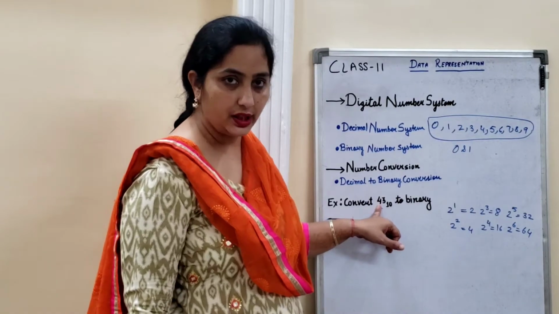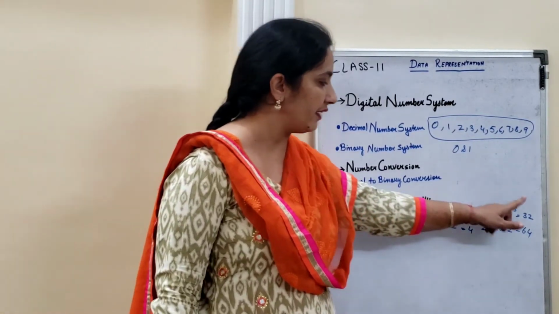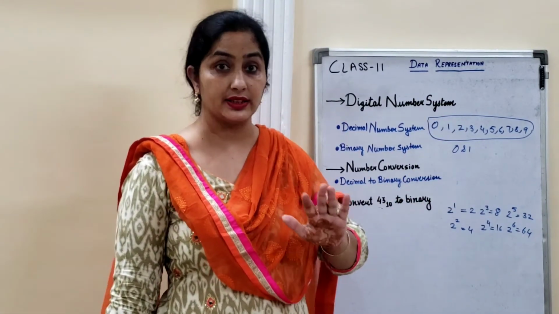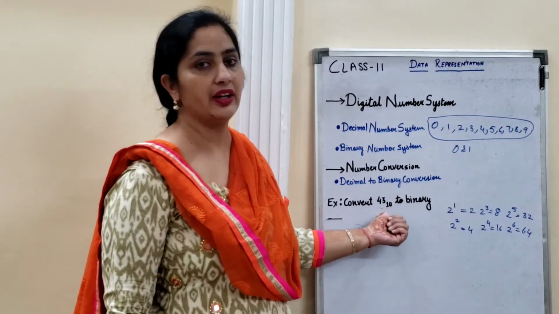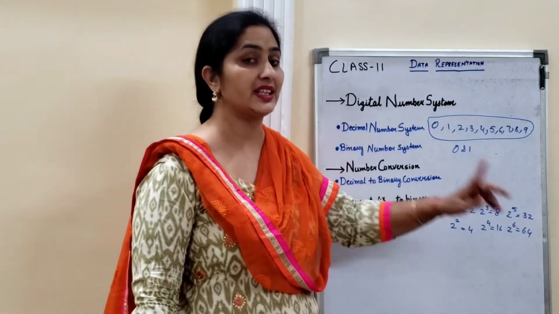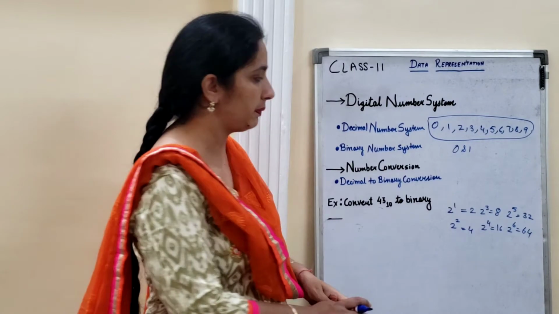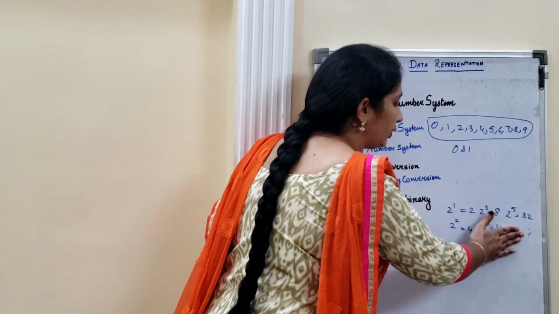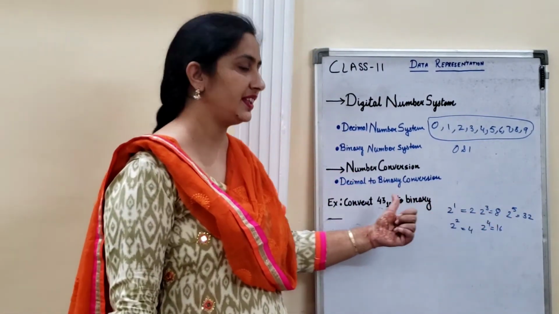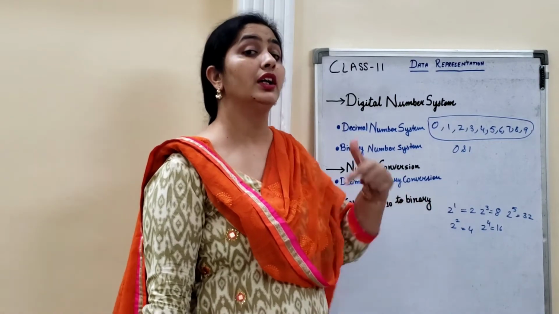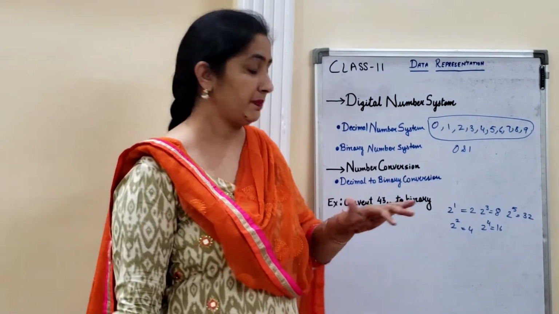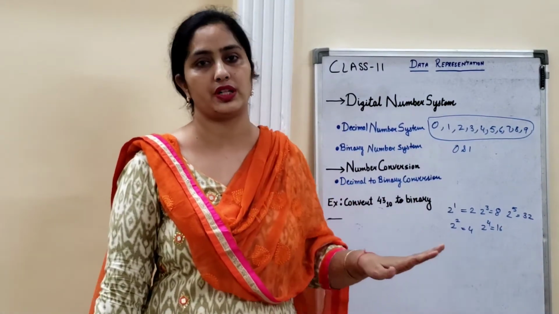We have 43 as our decimal number. Here I have taken powers till 6, but you can go as far as you need, up to the number which you have in the question. I have 43, and this 43 is less than 64. That means I only need powers of 2 up to 5. I don't even require 2 raised to power 6, because its value is 64, but my number is 43, and 32 is less than 43.